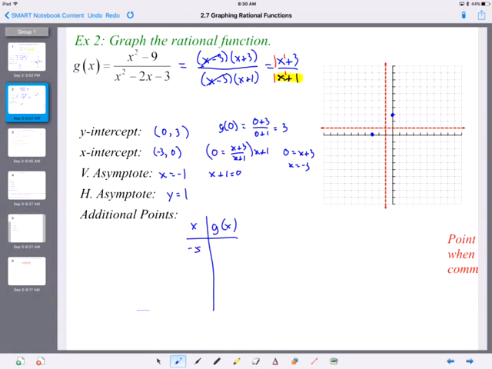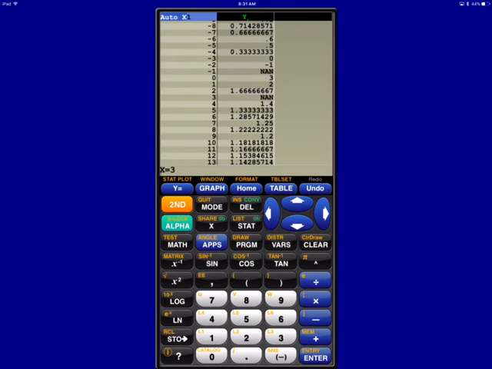I need to go back and check, but I think -5 was at 0.5. -2 was -1. 1 was at 2. And then 3 was undefined. So I'm going to check that -5, I couldn't remember. So at -5, we're at 0.5, okay.